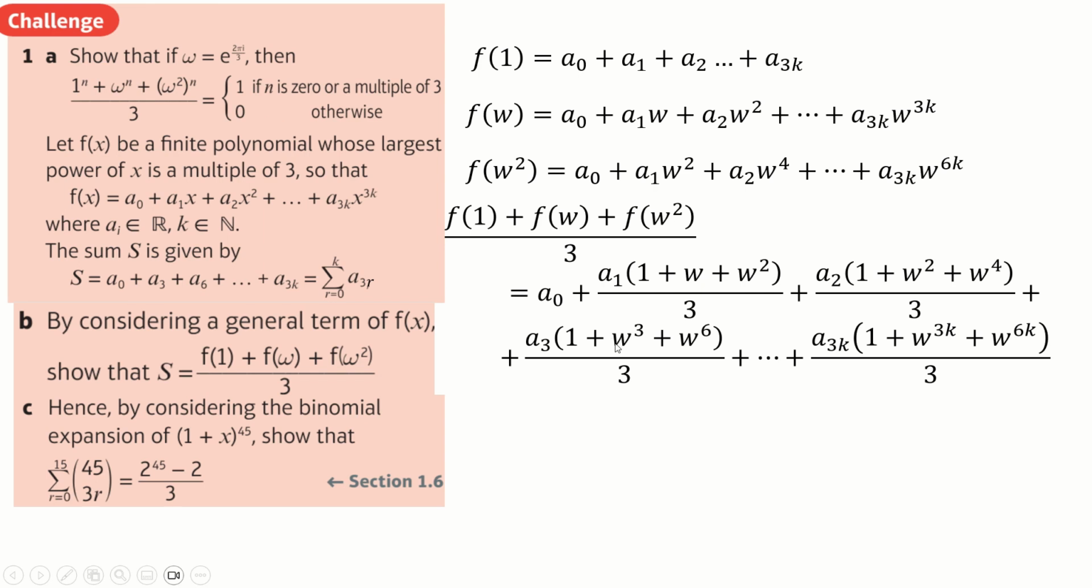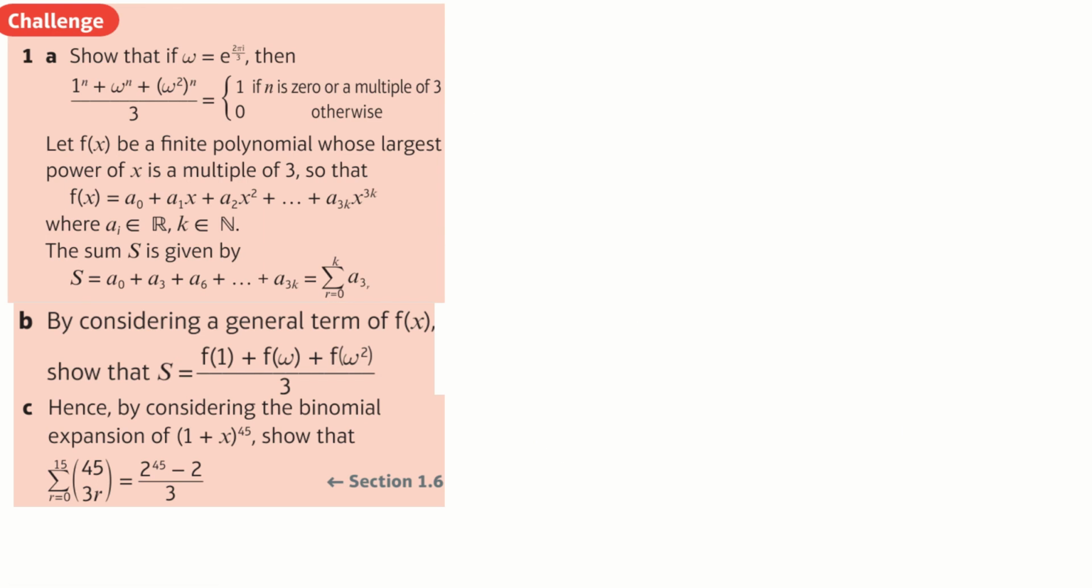This is 1, because this can be written as 1 plus omega to the 3 plus omega to the 2 to the 3. And when n is a multiple of 3, that whole thing equals 1. So this whole thing with the divide by 3 is 1, which means I just add in a3. And the whole thing will continue with that, and you'll just be left with one lot of each of the multiples of 3 things, which is what S was defined to be. And so therefore, we've shown that this is the case. I think that's done. Okay, good.